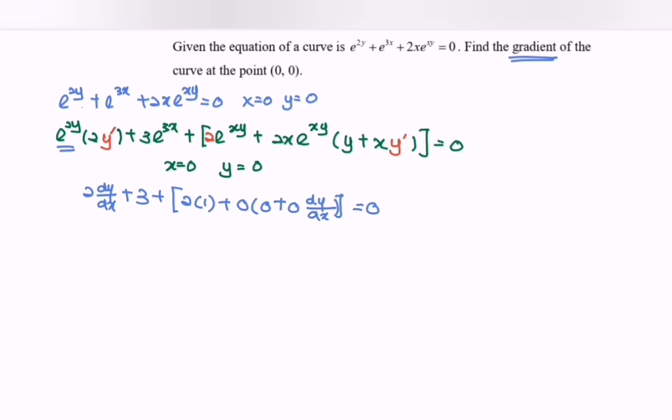So kindly rewrite the situation. We have 2 dy/dx plus 3 plus 2, which equals 0. So we have negative 5 over 2. We have dy/dx, which equals negative 5 over 2.